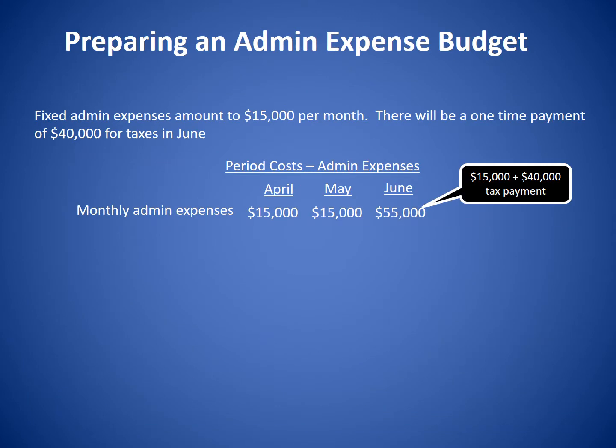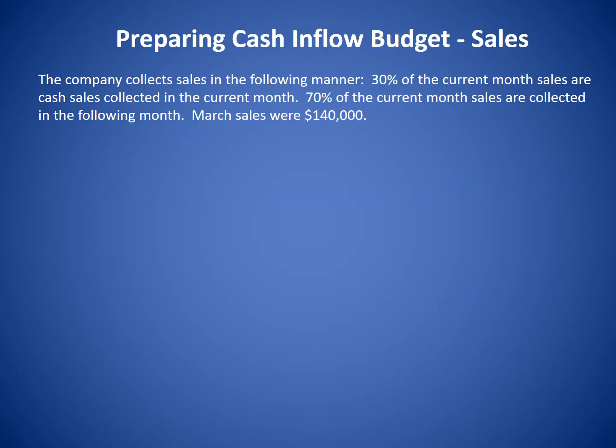Now we need to prepare an administrative expense budget. Our fixed administrative expenses amount to $15,000 a month. There will be a one-time payment for taxes of $40,000 in June. So we take a look at the period costs that we build up here, monthly administrative expenses. We see the $15,000 a month, but then in June that jumps up to $55,000 because we're going to include a tax payment.